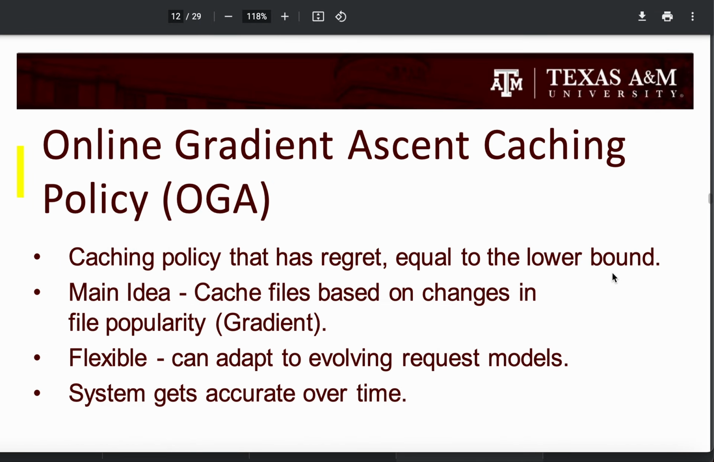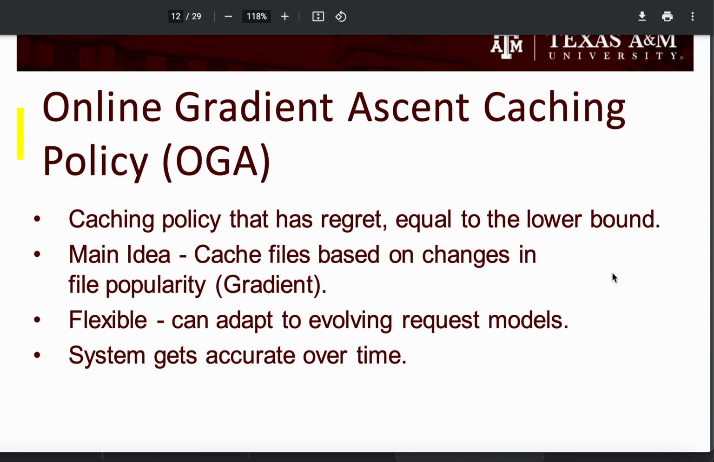Now moving ahead, the algorithm proposed in the paper is the online gradient ascent caching policy, and they refer to it as OGA. The idea behind this big name is very simple. How can we cache files based on file popularity? File popularity changes over time. So the algorithm refers to this as the gradient, and based on the gradient we make our decisions. This caching policy has regret equal to the lower bound that we just discussed earlier.